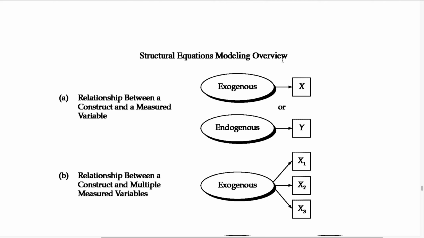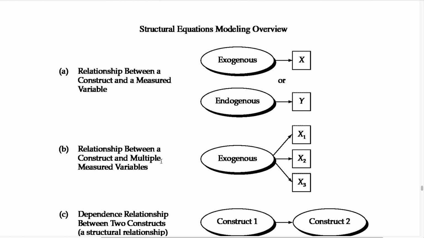This is part 2 of the structural equation modeling video. Before discussing structural equation modeling, we have to discuss its overview. So there is the factor, exogenous and endogenous. The first is a relationship between a construct and a measurement variable. If we talk about the exogenous, here is an x, but this is the endogenous, and these are multiple exogenous variables. We call it a relationship between a construct and multiple measurement variables.